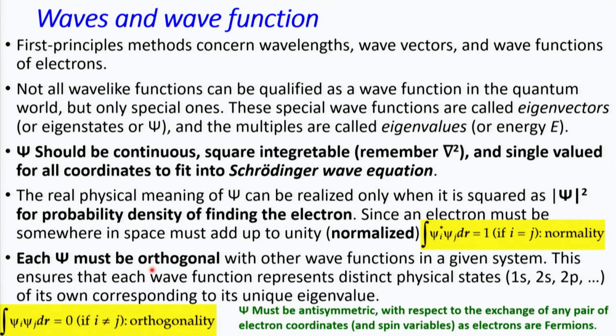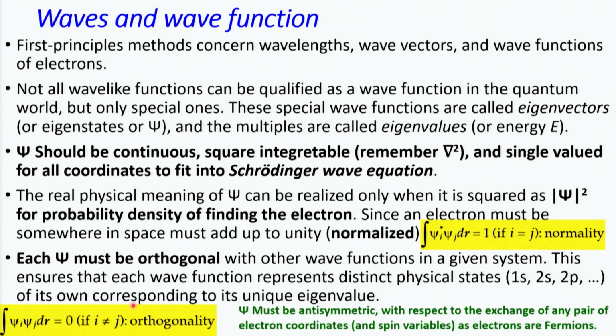And psi must be orthogonal to other wave functions in a given system, and this ensures that each wave function represents a distinct physical state, like 1s, 2s, 2p orbitals, each with its own corresponding unique eigenvalue. So essentially, if you take the integral of psi i and psi j dr, and if i and j are not the same, then it should be 0, which is called the orthogonality condition. So together it is called orthonormal.